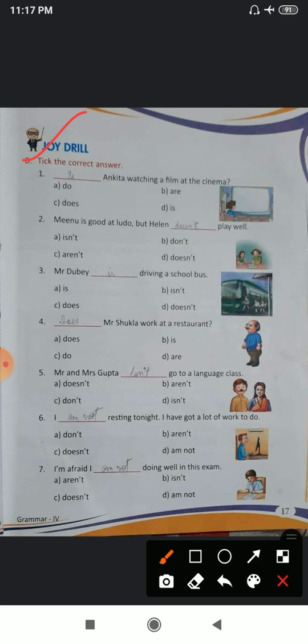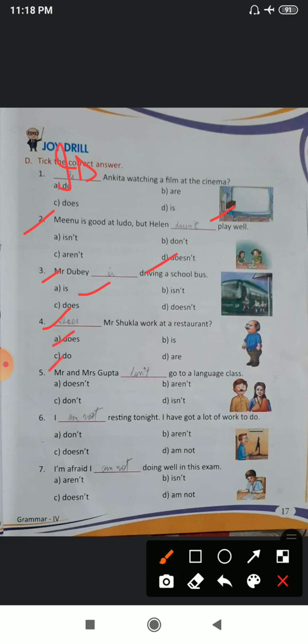Choose the correct answer. Four options are given here and you have to find the correct option and fill it in. Number 1, dash Ankita watching a film at the cinema. So, do, does, are, is. What is the correct answer? The correct answer is is. Number 2, Menu is good at Ludo, but Helen does not play well. So, here you have to write does not. Number 3, Mr. Dubey dash driving a school bus. Pictures are also given here in your book. Number 4, dash Mr. Shukla work at a restaurant. So, the answer will be does.